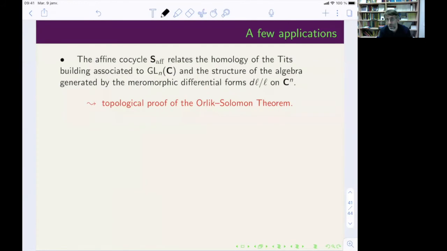in the sense that it relates the topology of GLNC, of the boundary, the topology at infinity of GLNC, which is the Tits building, to the algebra of meromorphic forms of the form dL over L. And in that way, you get a topological proof of the celebrated Ulrich-Solomon theorem. So that's what I will describe. I will start with this in my lectures next week.